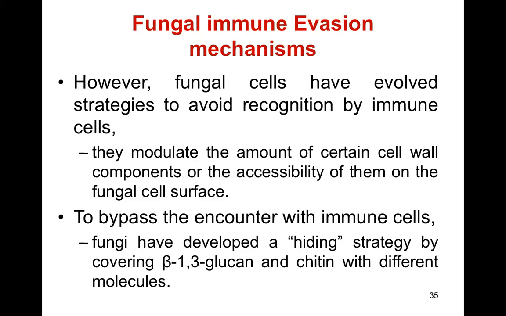They can also bypass the encounter with immune cells, and fungi have been known to develop what is called a hiding strategy by covering themselves with, a typical example, beta-1,3-glucan or chitin, with different molecules. And in covering themselves, it resonates back to what you understand of the parasite, that sometimes they can coat their surface with the molecules of the host, and in return would not be able to be recognized by the immune system.